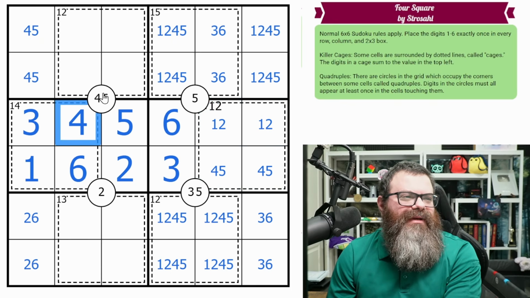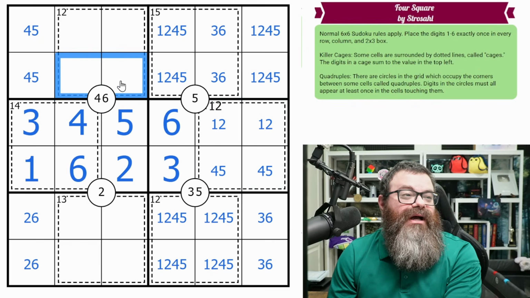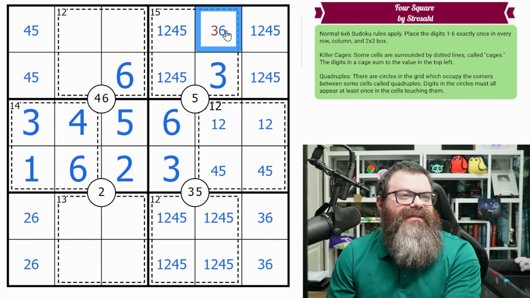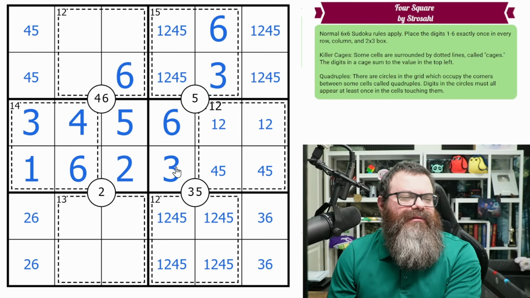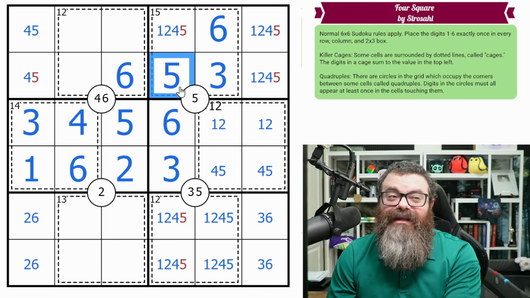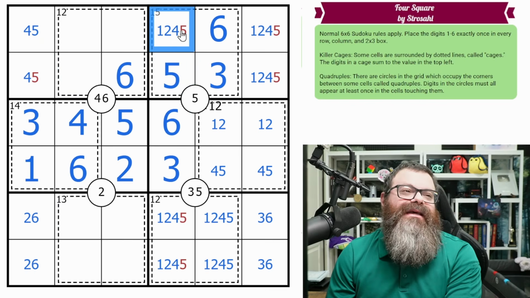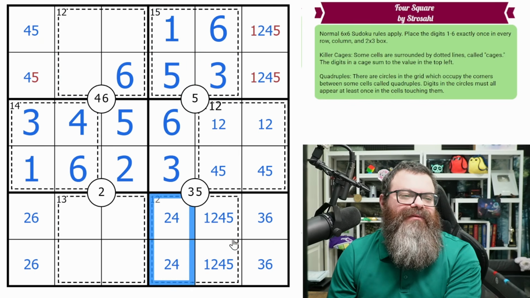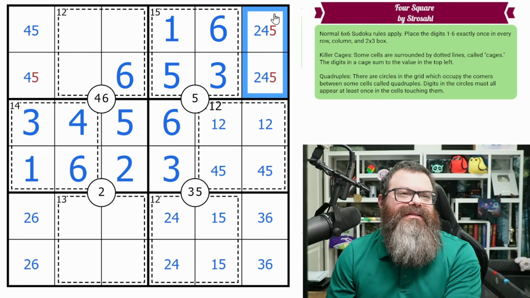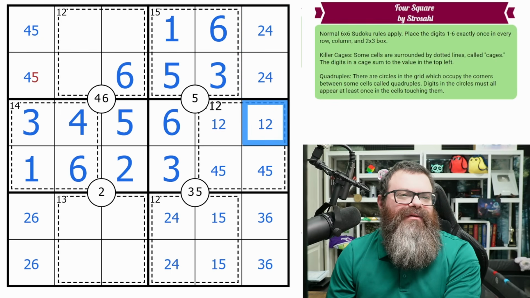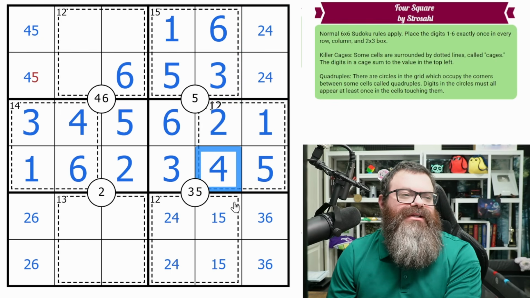Doing well. I still need a 6 in this quad. It's in one of these two. Actually, it's placed. That gives us the 3 and 6 here. I have the 2. I have 4 and 6. I do not have my 5. That goes there. Remember, these add to 6. So that's 5 and 1. This is 2 and 4. This is 5 and 1. This is 2 and 4. So that means this is 1, 5. This is 2, 4.